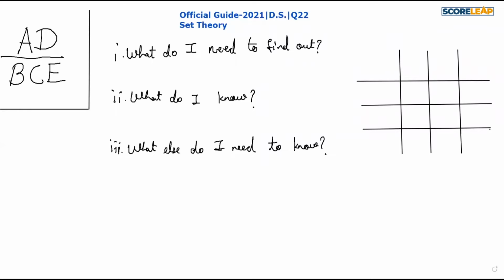Question 22. This here is a regular data sufficiency question. We need to find out how many people in a group of 50 own neither a fax machine nor a laser printer. So we need to find the value of the number of people owning none equals question mark. What do I know? I know that there are 50 people. That is our data.